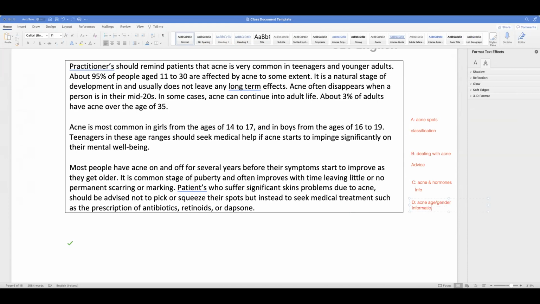Function. So function, it's like giving info and advice also, I think. Well, this is the thing. So you can have more than one function, but I think it's mostly information, isn't it? Where's the advice? There is, for example, in the big patient, practitioner should remind patient that acne is very common. And in the end we also have treatment. We have antibiotics, retinoids. Okay. So guys, if you're ever not sure, you can put down 2 if you want, but I would always go for the majority, right? Because the majority seek medical treatment such as the prescription of antibiotics.